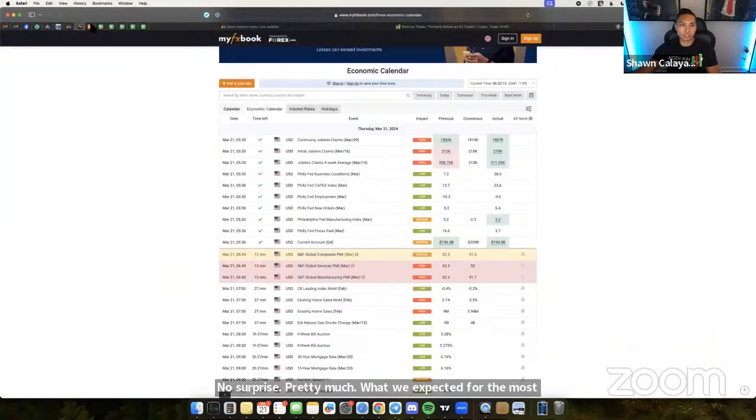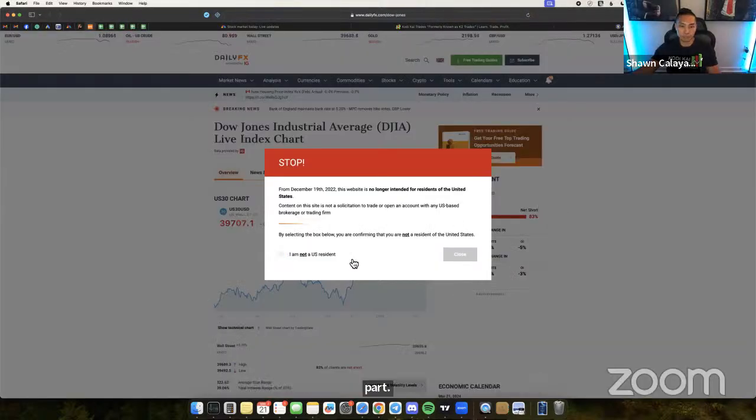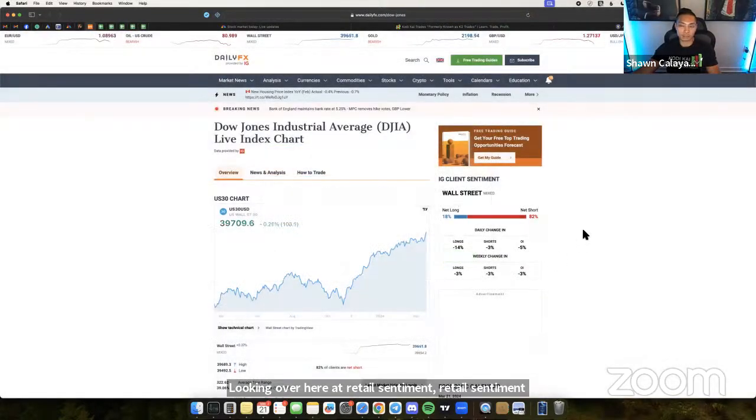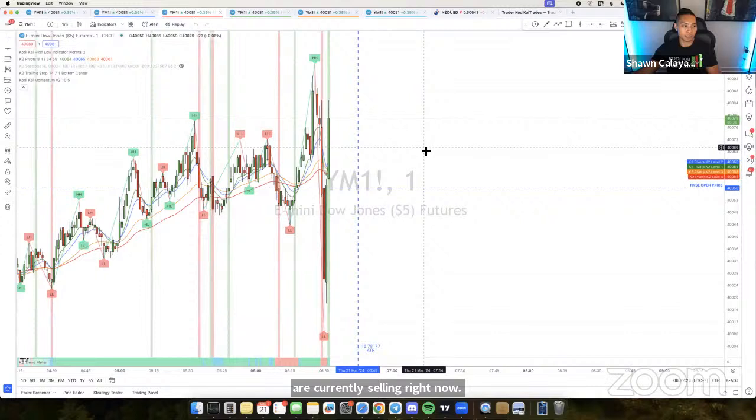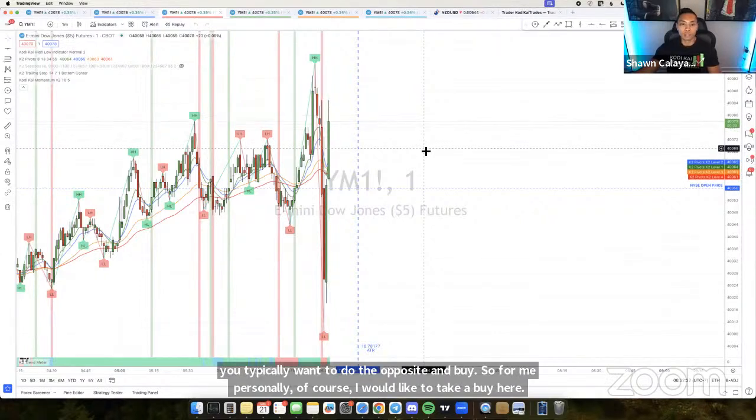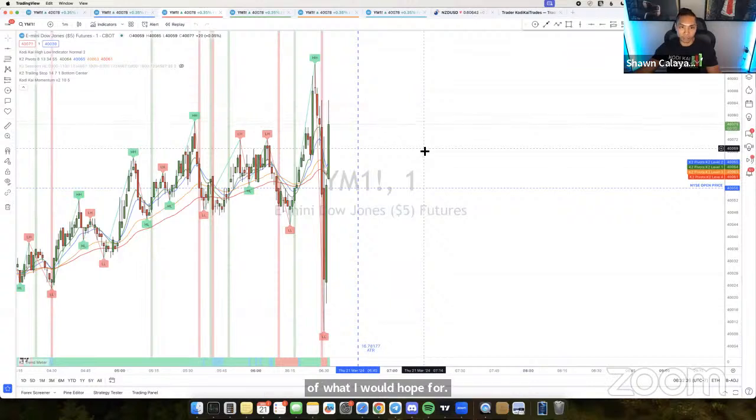Looking over here, retail sentiment is currently 83% short. This indicates that 83% of retail traders are currently selling right now, so you typically want to do the opposite and buy. So for me personally, of course, I would like to take a buy here. I don't necessarily have to take a buy, but that's kind of what I would hope for if our entry does come up for the breakout V3.